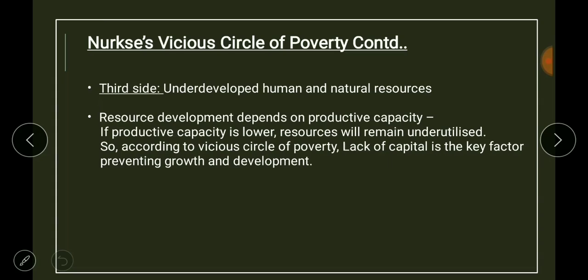We also have a third side to this theory, which relies on underdeveloped human and natural resources. Now, resource development depends on productive capacity. If productive capacity is lower, resources will remain underutilized. So, according to vicious circle of poverty, lack of capital is a key factor preventing growth and development in less developed countries.